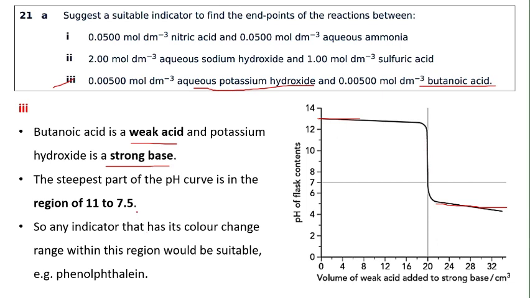So the pH range is 7.5 to 11, where we are getting a steep, sharp line here. So any indicator in between 7.5 and 11 can work for this type of titration, such as phenolphthalein. It is in this range, so it will behave like a good indicator.